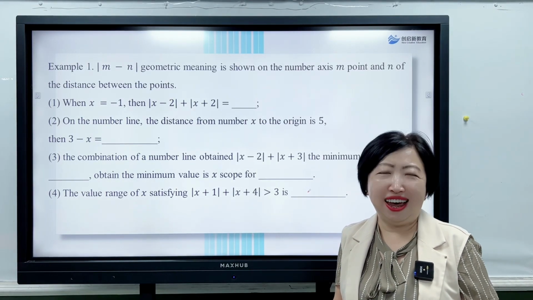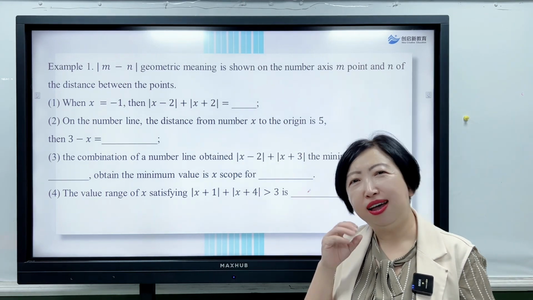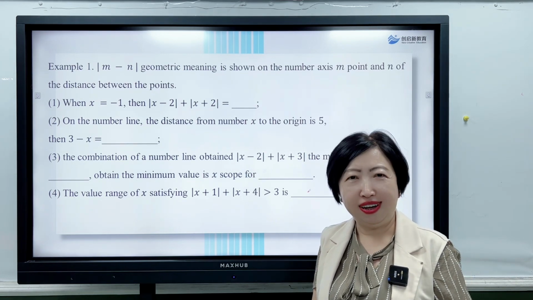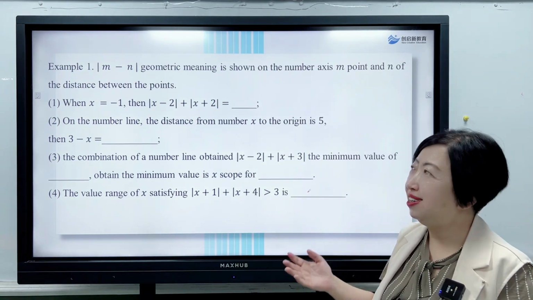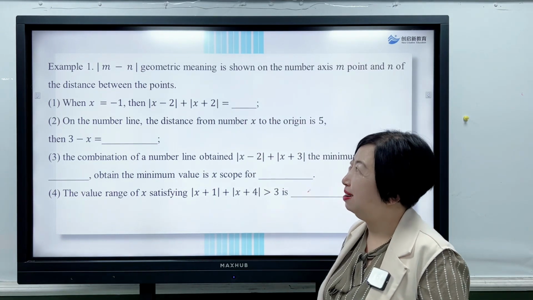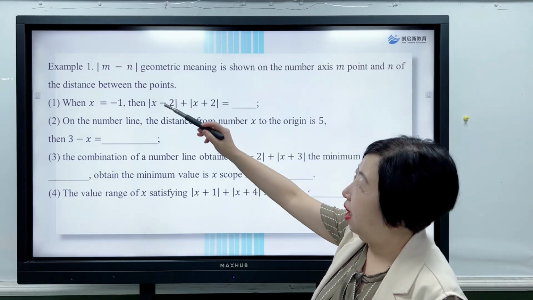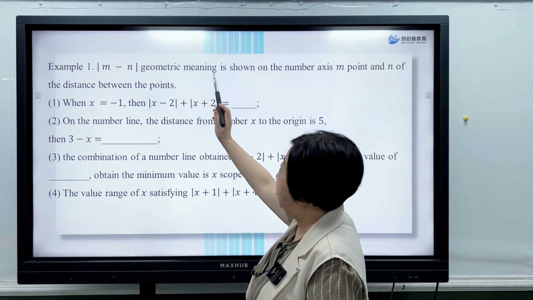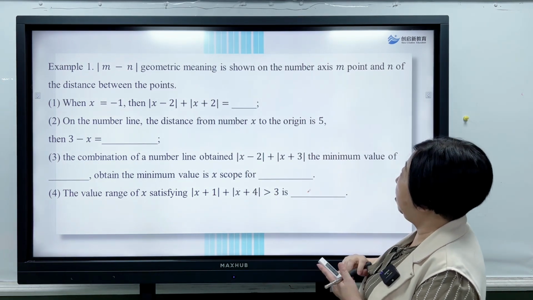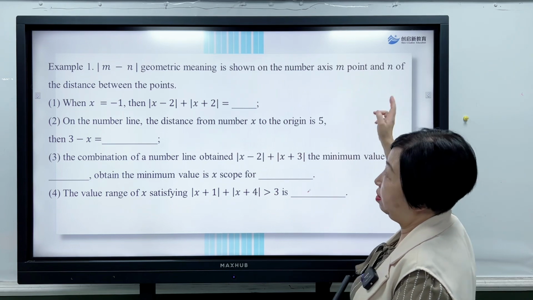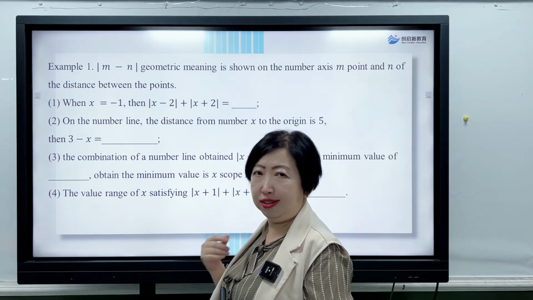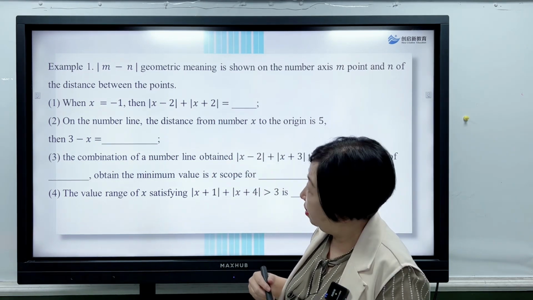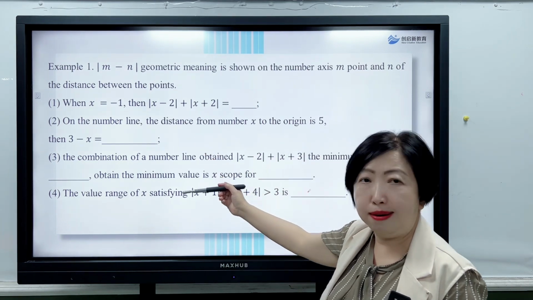Everyone. Last class, we learned some concepts of the rational number and the operation rules of the rational number. And this class, we will learn some examples. Let's have a look. For example, the geometric meaning of the absolute value |m - n| is the distance between points m and n on the number line. Here are 4 example questions.